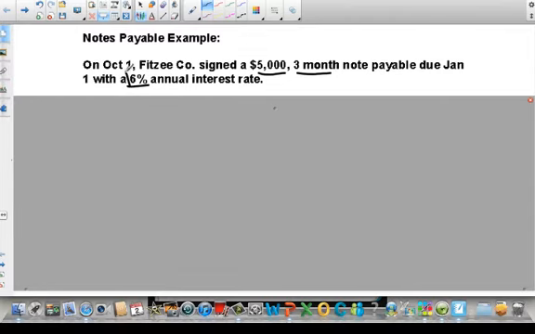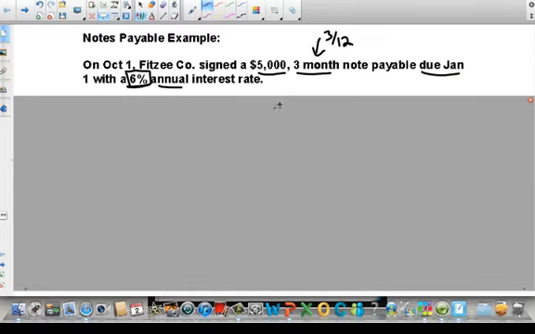Remember, interest is always stated for a year, even if it doesn't say annual beside it, unless it says something different. So if you see an interest rate, you are assuming it's for a year, which is why we need to take into account how many months we've had this note. So we've had this note for 3 out of 12 months. That means we have to pay it back on January 1st, due 3 months after October 1st.